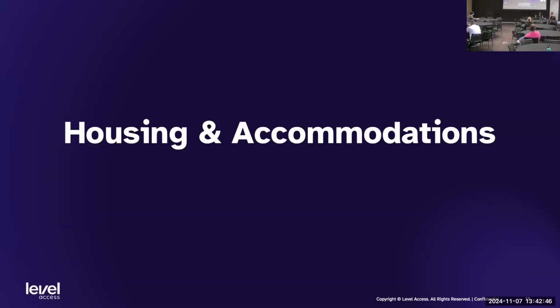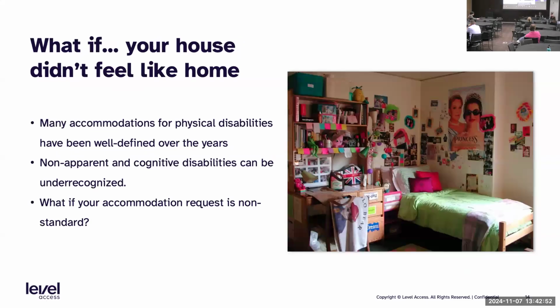So now I want to switch themes a bit to something more physical, more real world: housing and accommodations. So what if your house didn't feel like home? There are many accommodations for physical disabilities, and these have been pretty well defined over the years, but non-apparent and cognitive disabilities can be under-recognized. So I ask, what if your accommodation request is not standard?